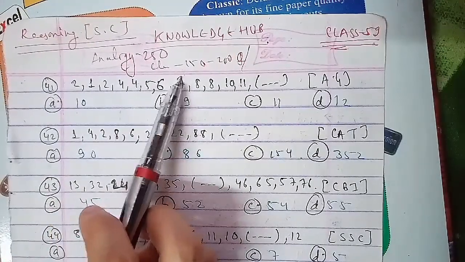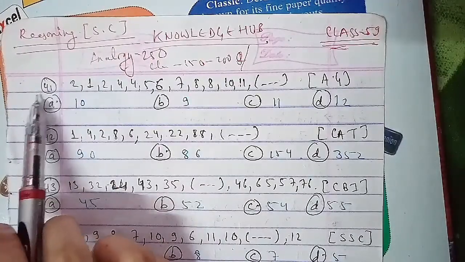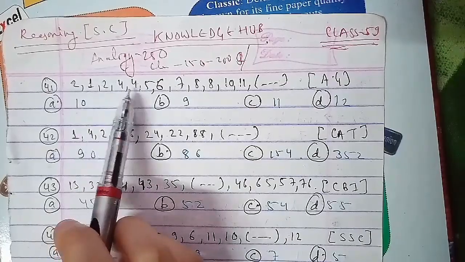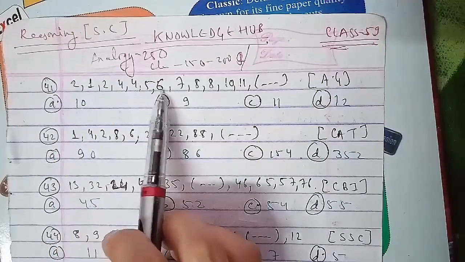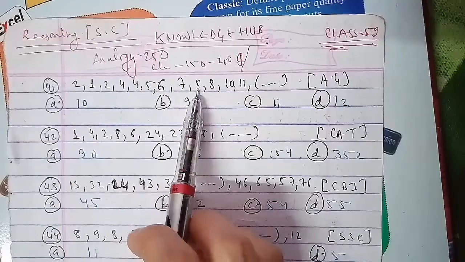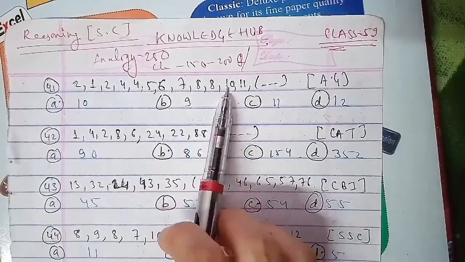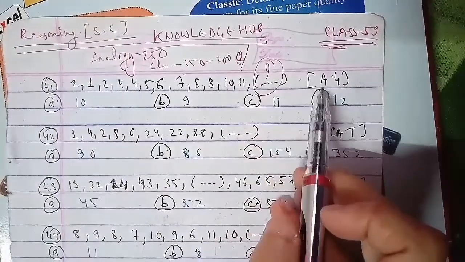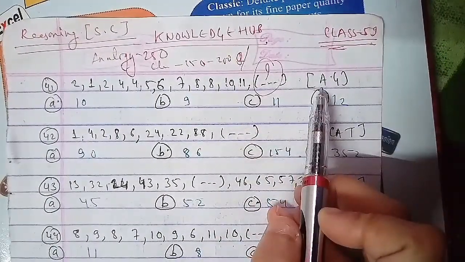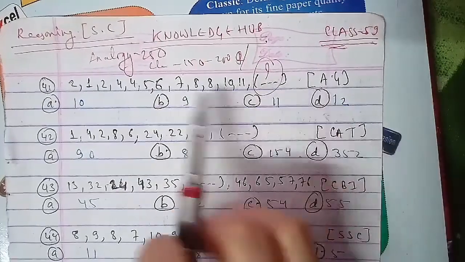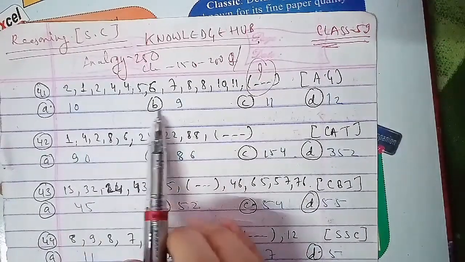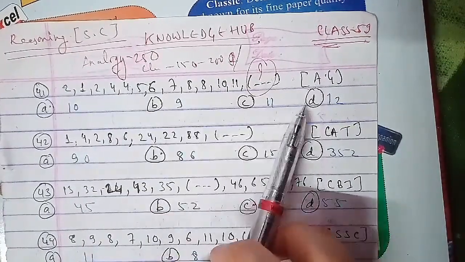First of all, go through all those classes, and starting with the 41st question, that is 2, 1, 2, 4, 4, 5, 6, 7, 8, 8, 10, 11, and then you have to find out the blank. This was asked in your assistant grade question paper. So here we have to start by looking at the options: option A is 10, B is 9, C is 11, and D is 12.